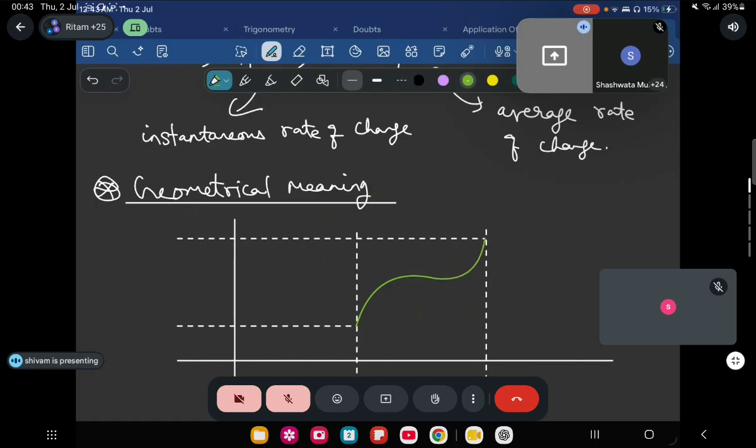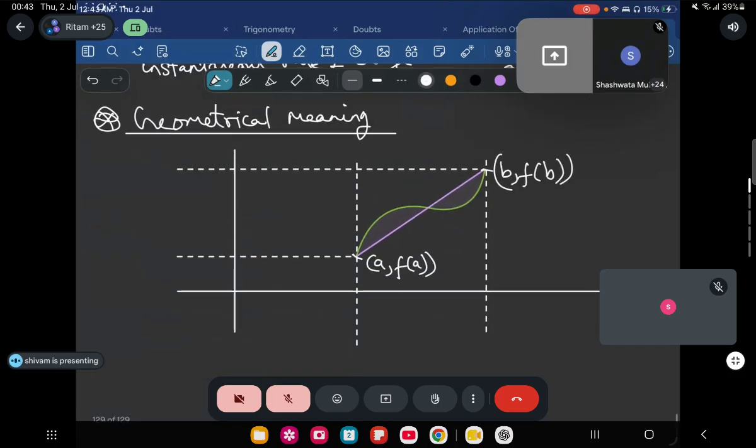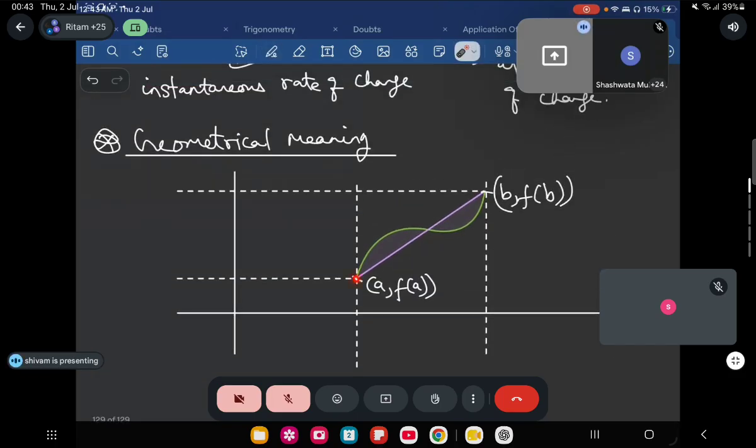Okay. This is the curve between A and B. Next, what is the slope of the chord? Pay attention. This is the straight line joining the endpoints f of A and f of B. This point is A comma f of A, and this point is B comma f of B. This is the slope of the chord.